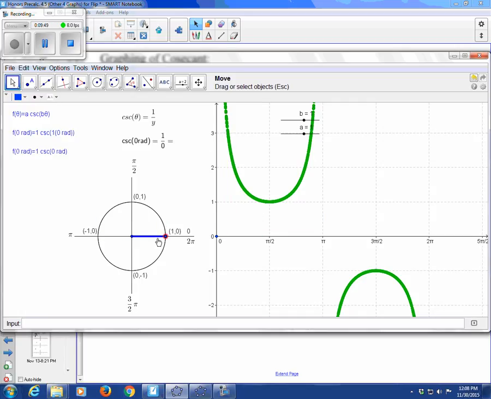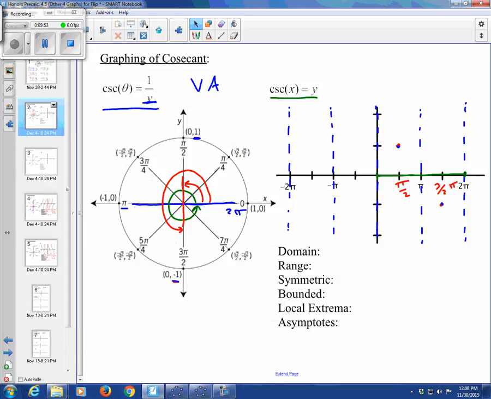Now we're going to analyze this graph real quickly, and then I'm going to let you guys try to graph secant. So we'll sort of get our graph right here. This is one period.